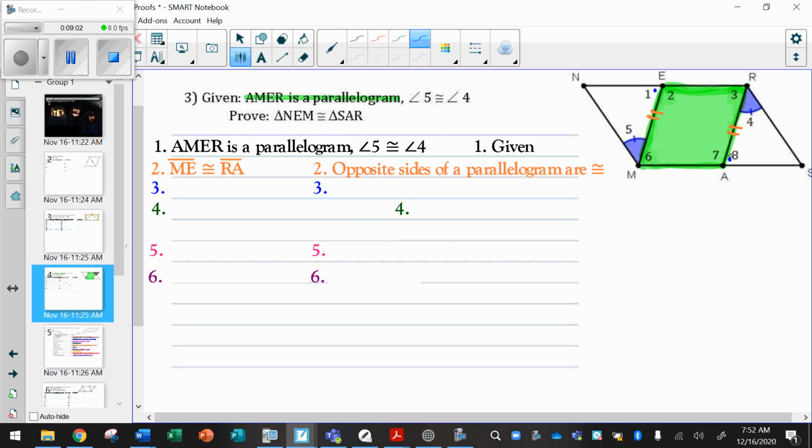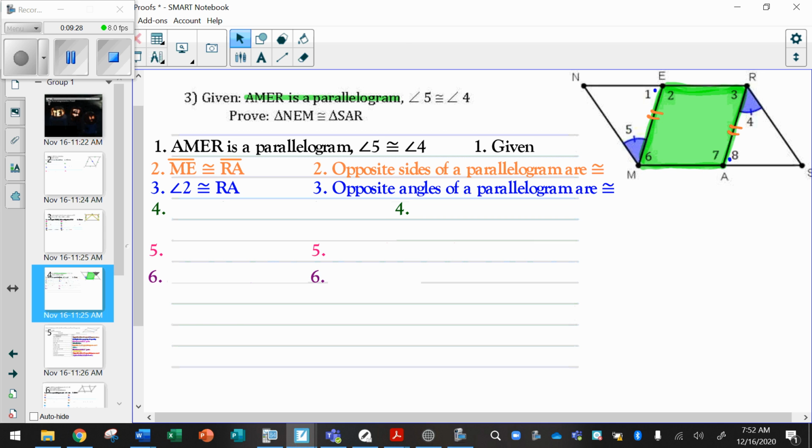If you have no idea what I'm talking about, then just hang on and I'll show you, but you should have an idea of what I've been talking about. Okay, so what I said was angle 1 and angle 2 are linear pairs, so that means they add up to 180. 7 and 8 are also linear pairs, so they also add up to 180.